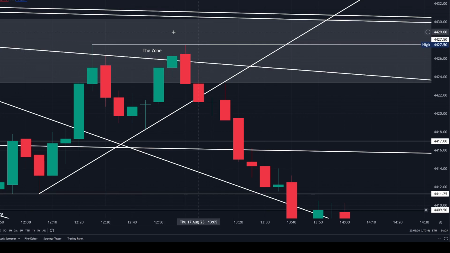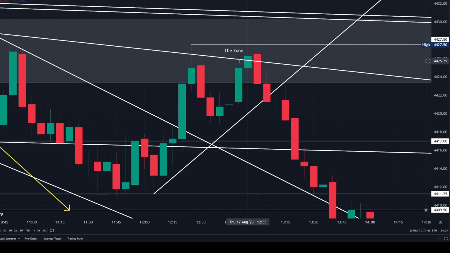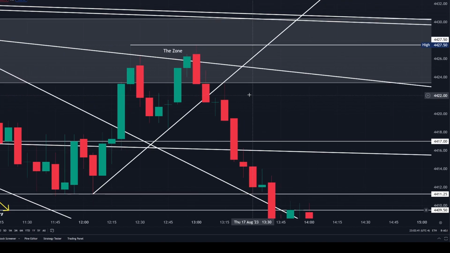We could not break this zone. I had a downward trend line that I drew from a while ago. It's still here. We broke above it, failed, came back down, right? You didn't need to take the trade here. That just gave us confirmation that, okay, the bears are in control.